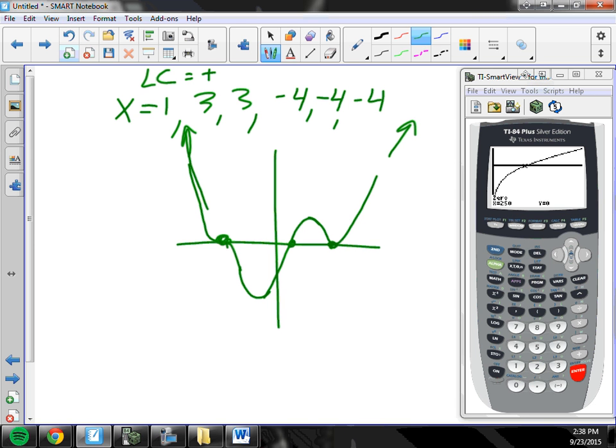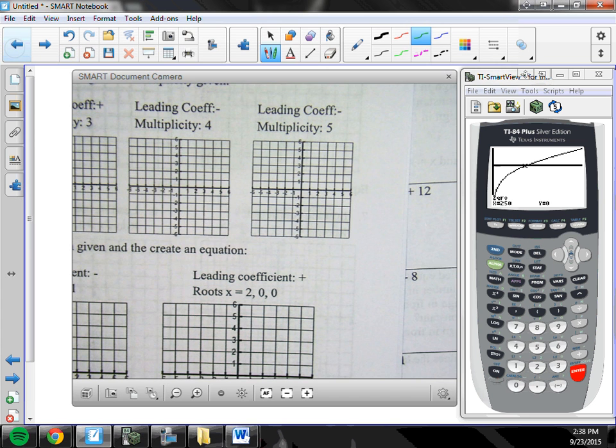So that's what you're doing here. Can you take the roots and the leading coefficient and draw the example of a parabola? Or of whatever the graph is, I guess. So, let me do 3 of them with you.